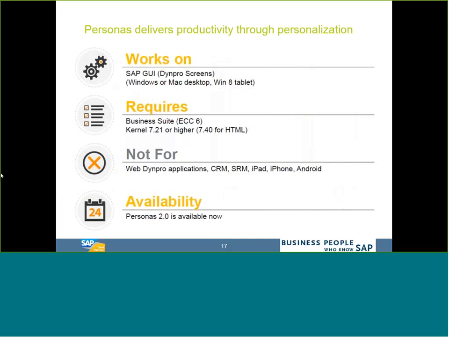It is not mobile. There are some things we can do with advanced scripting and presenting different flavors on different devices to make it mobile light. But if you want to go mobile, that's the Fiori path. If you want to streamline processes and simplify the user experience, that's Personas. Personas 2.0 available now, 3.0 ramp up coming out shortly.